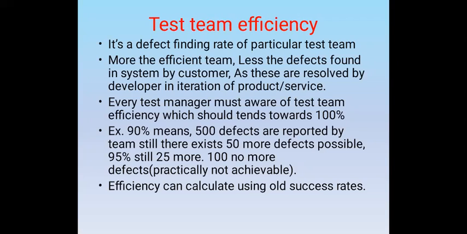Next, every test manager must be aware of test efficiency, which should tend towards 100%. For example, 90% efficiency of testing means what? 500 defects are reported by a test team, and still there may exist 50 more defects. That is 95%, still 25 more. 100% means no more defects, which is practically not achievable. Means 100% efficiency of a team is not possible in real life.